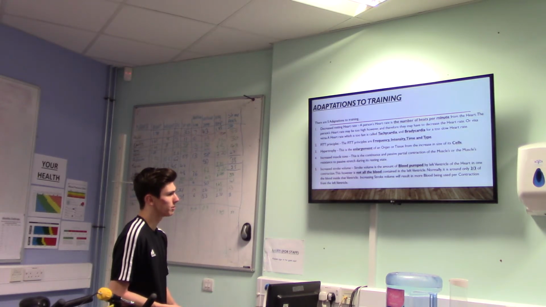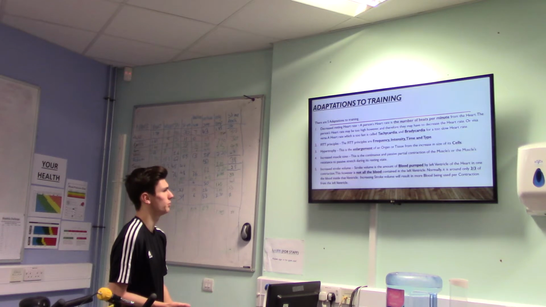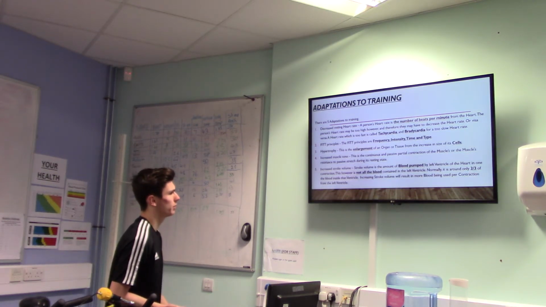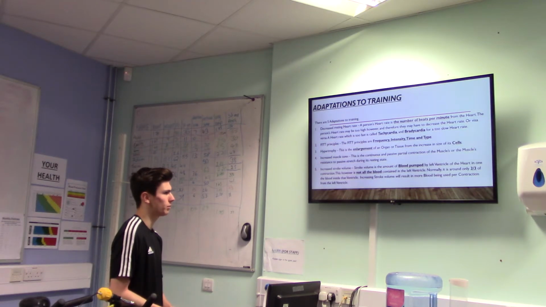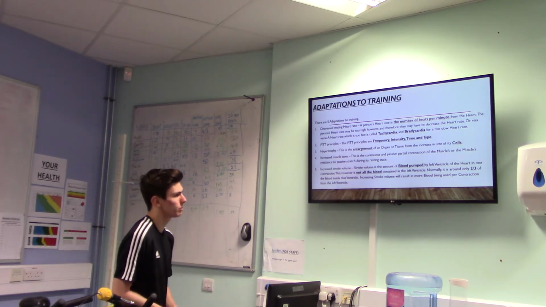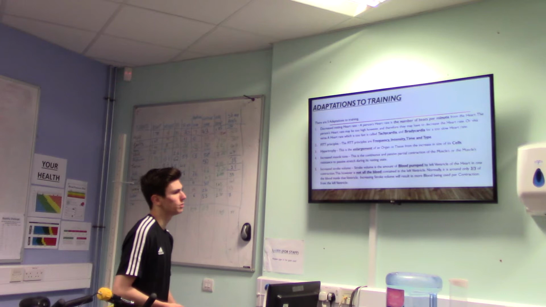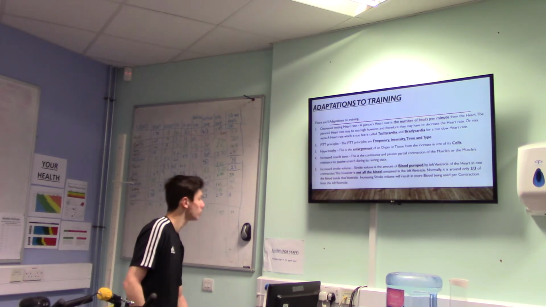Stroke volume is the amount of blood pumped by the left ventricle of the heart in one contraction. However, this is not all the blood contained in the left ventricle, as it's normally around 2/3 of the total blood inside the ventricle being pumped out. Increasing stroke volume will result in more blood being used per contraction from the left ventricle.